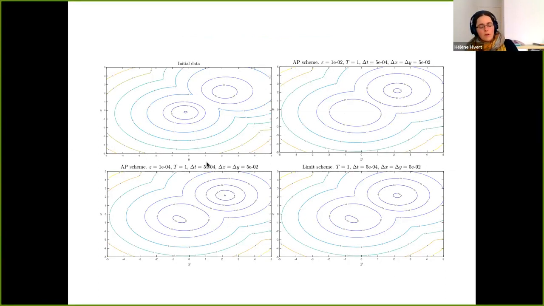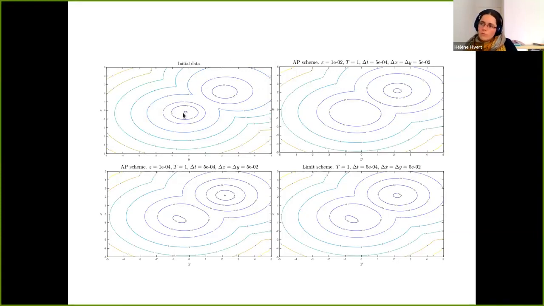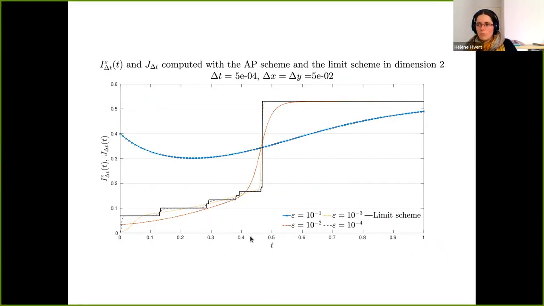Well, and to finish, I presented it only in dimension 1 because it's simpler, but in fact it works in any dimension. So for the trait, you can observe the initial data as a minimum here. After some point, it jumps, and this is for epsilon decreasing, and you observe the concentration very clearly, and this is the limit scheme. Well, for J, it works exactly the same way. But in fact, in dimension greater than 1, the results are not different at all in comparison to dimension 1.